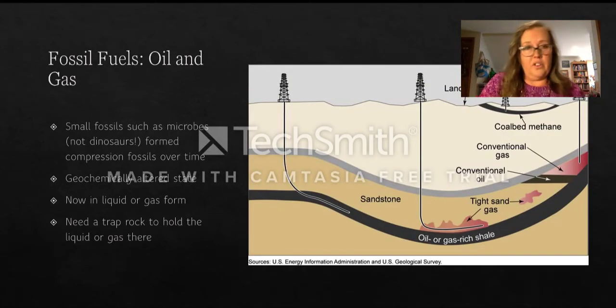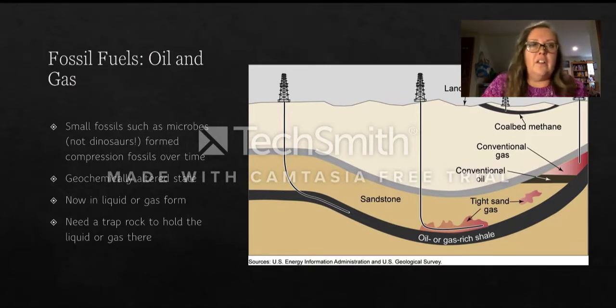Another important source of energy is another fossil fuel, oil and gas. In this case, small fossils such as microbes, not dinosaurs. So the gasoline that you use did not come from dinosaurs. It most likely came from microbes, so very small fossils. And they form compression fossils over time. They went into a geochemically altered state, so it's carbon and hydrogen.